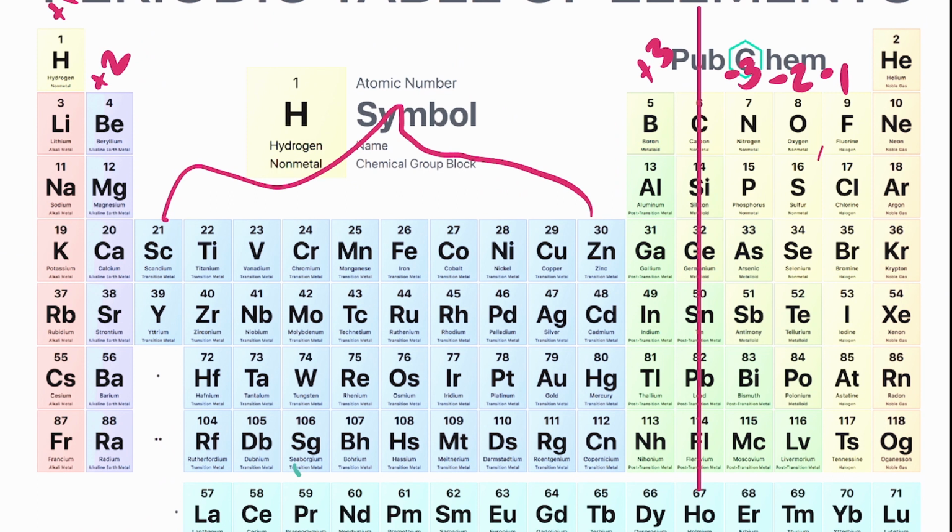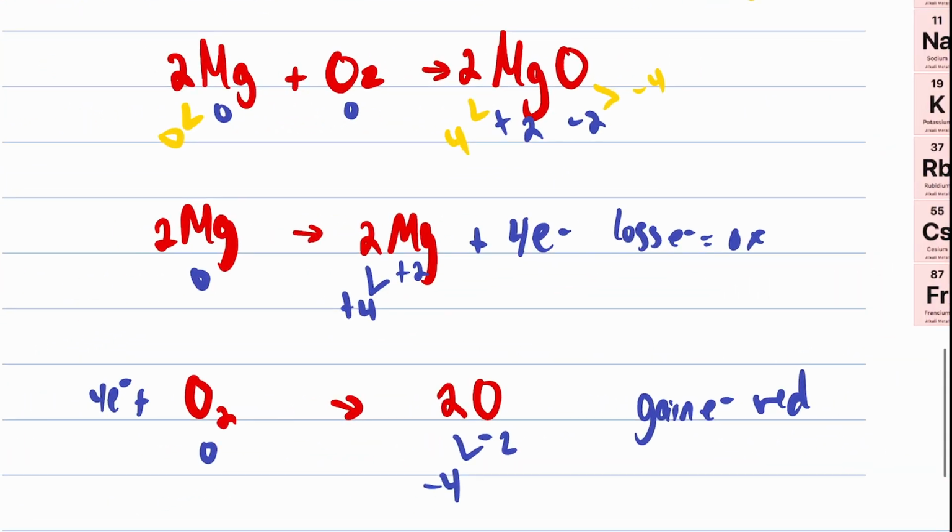The ones that are by themselves, write a 0. And then if you've got a coefficient, make sure that you multiply that oxidation number by that coefficient. Okay. Questions?